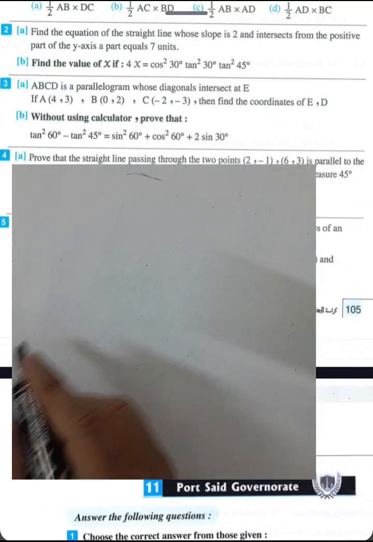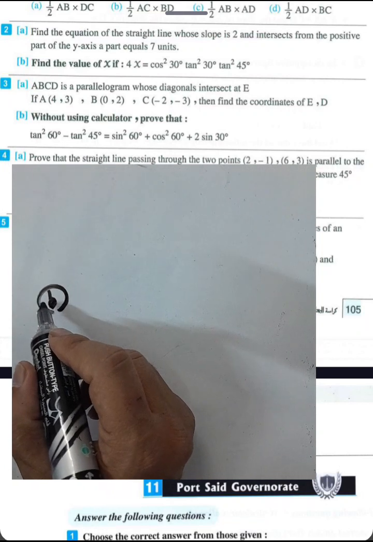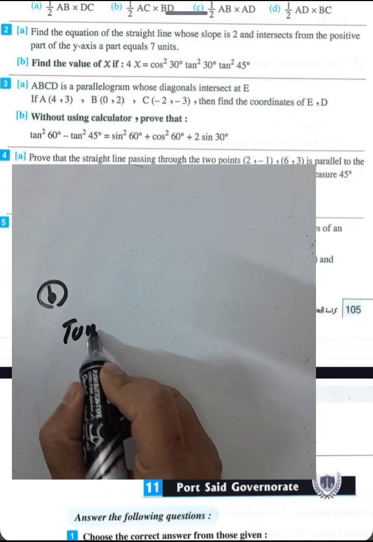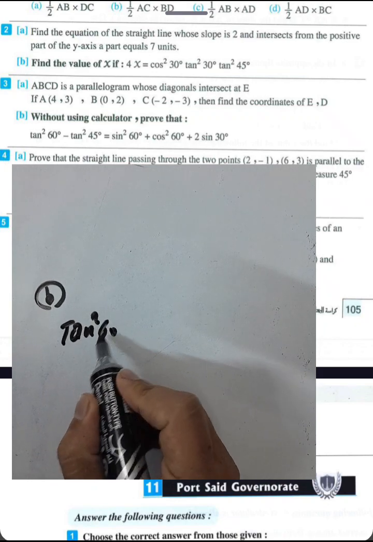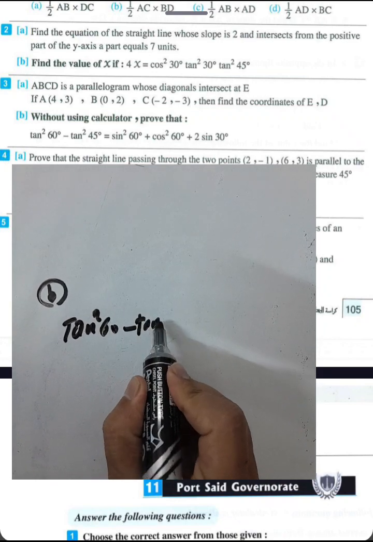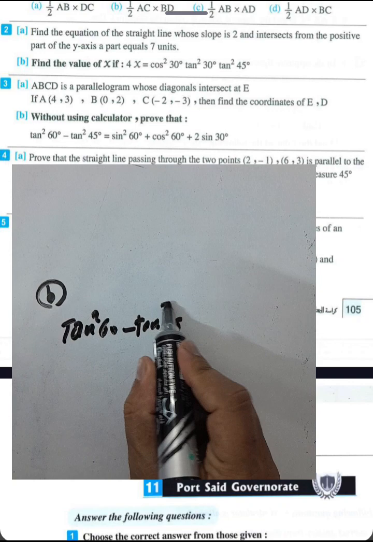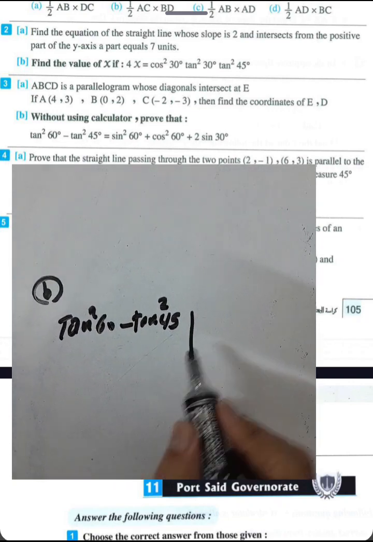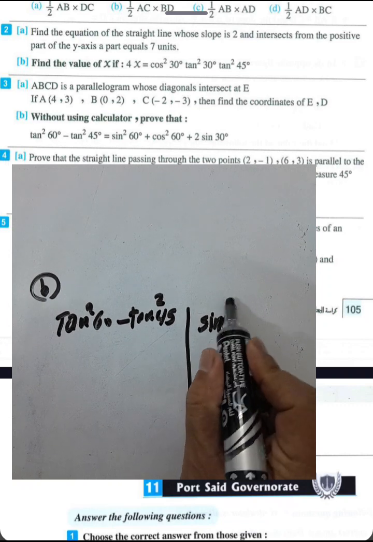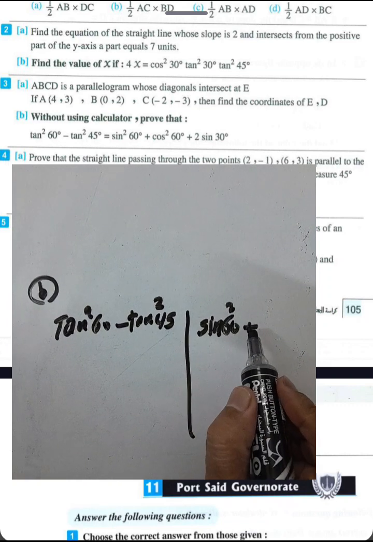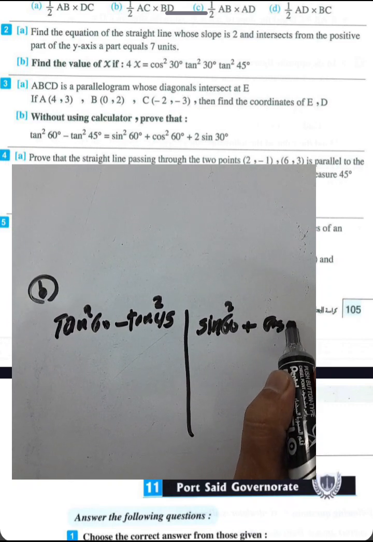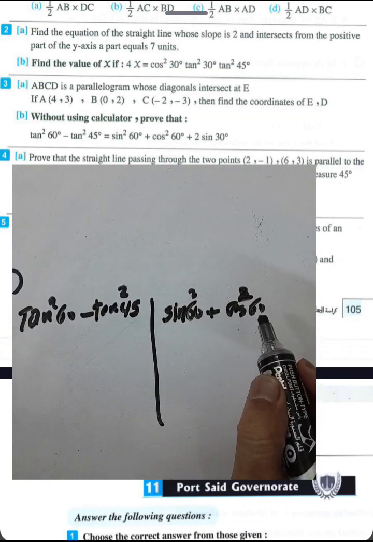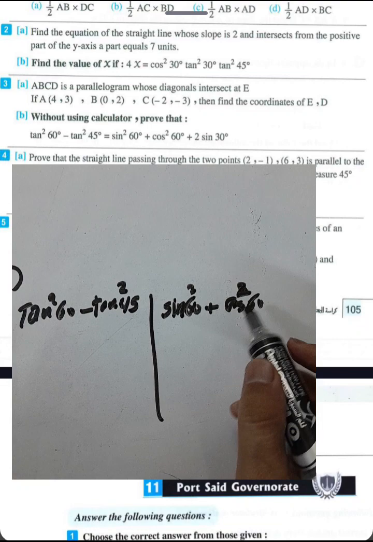Letter B. Without using a calculator, prove that tan 60 power 2 subtract tan 45 power 2, it's the left hand side, and the right hand side, sin 60 power 2 plus cosine 60 power 2 plus twice sin 30.